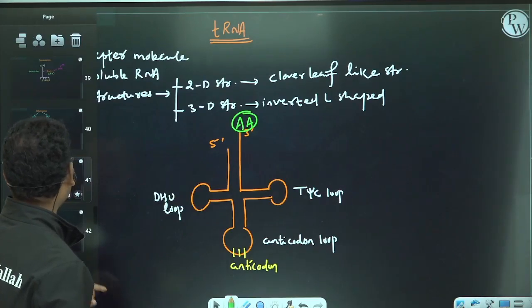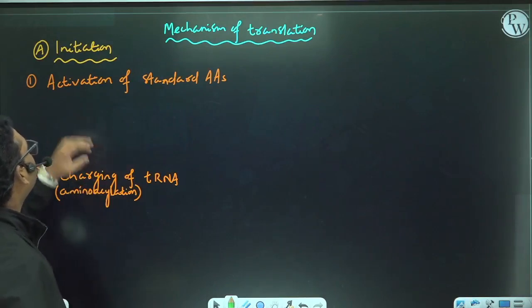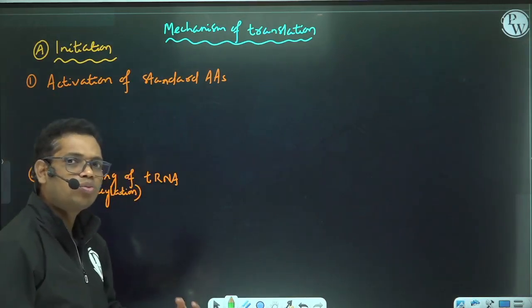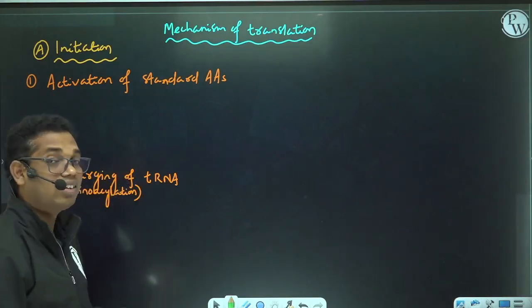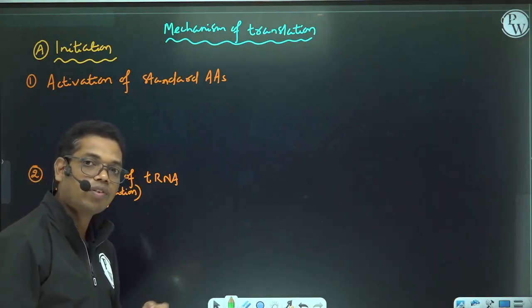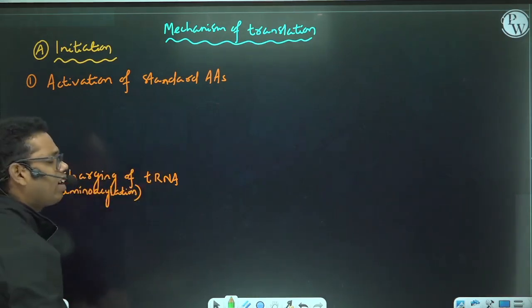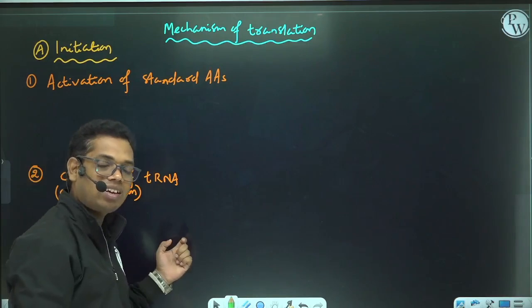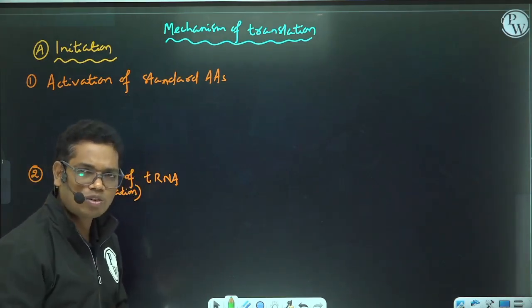What about the mechanism of translation? So translation can be explained under three headings: initiation, elongation, and termination. The initiation consists of three phases. One is activation of the standard amino acid. Second is charging of tRNA, which is also known as amino acylation of tRNA, in which the amino acid is added to the tRNA. Third is formation of the initiation complex.